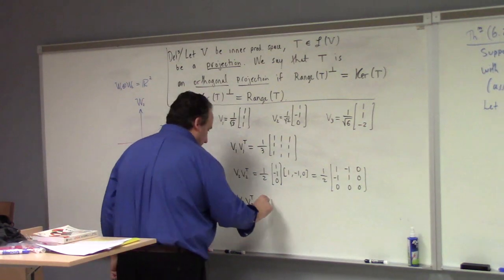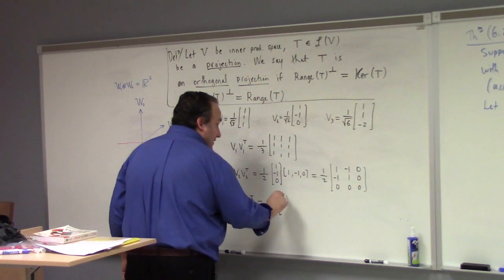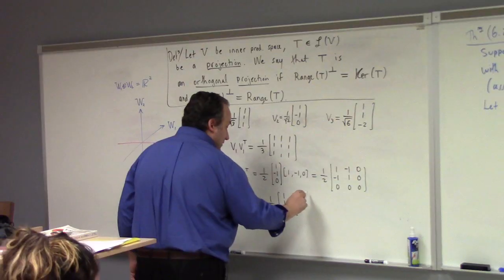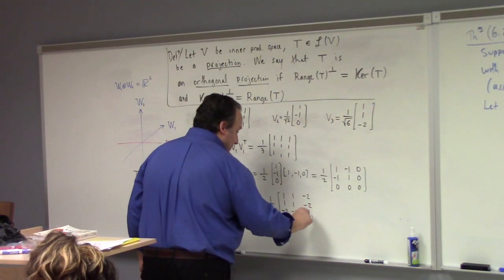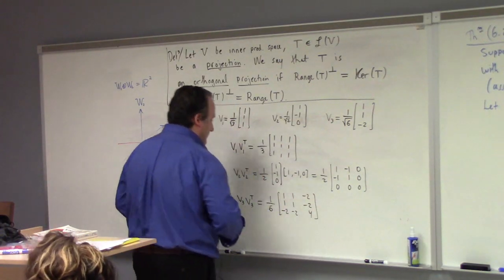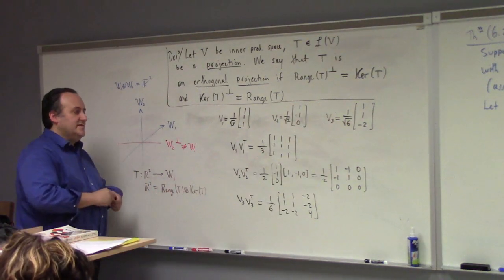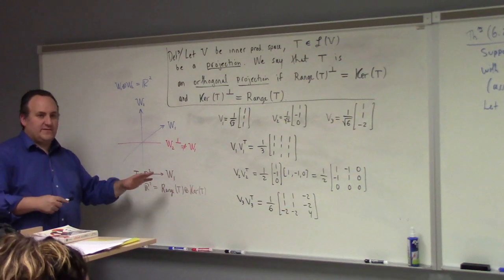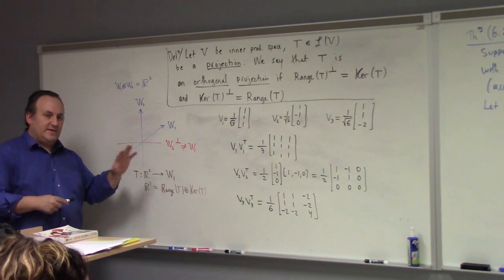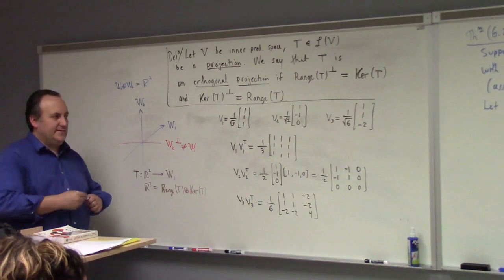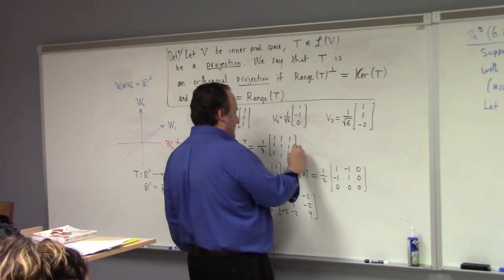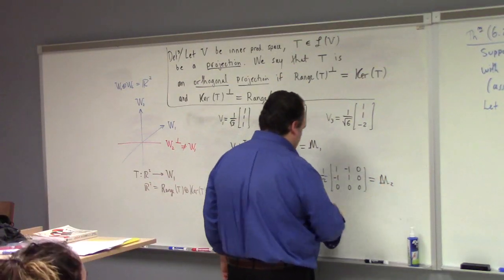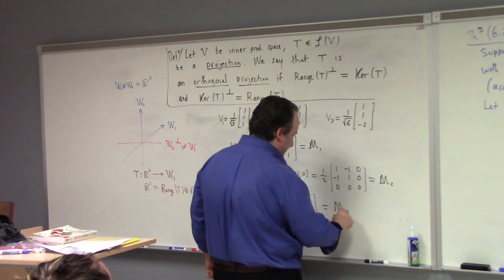This is 1 over 6. And it's going to give us 1, 1, minus 2, 1, 1, minus 2, minus 2, minus 2, 4, if I can do my math right. These are the matrices which correspond to projections into the spaces. Let me call this matrix M1, this matrix M2, and this matrix M3, all right?